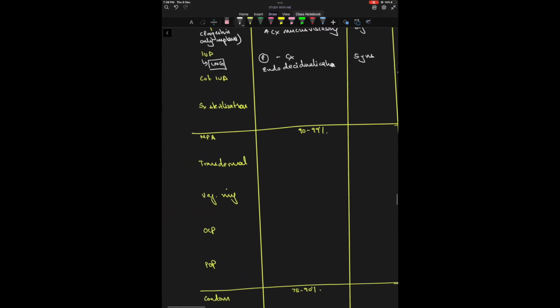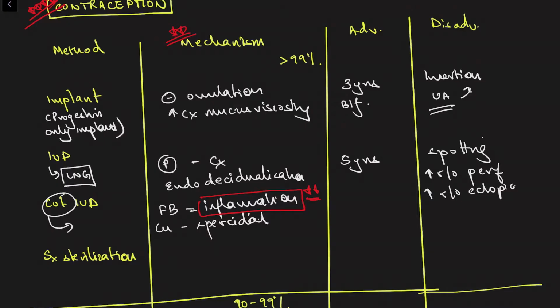Next, copper IUD. So the mechanism of action is that copper is a foreign body. So foreign body, it leads to inflammation. Also, copper has spermicidal effect, but the more important point is that it causes inflammation. Okay.